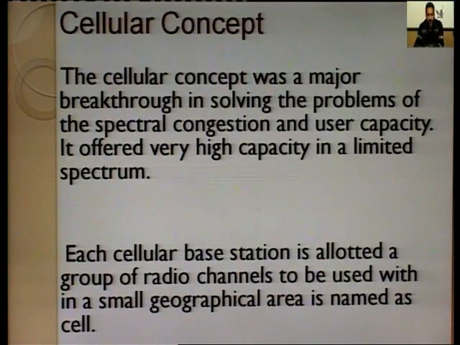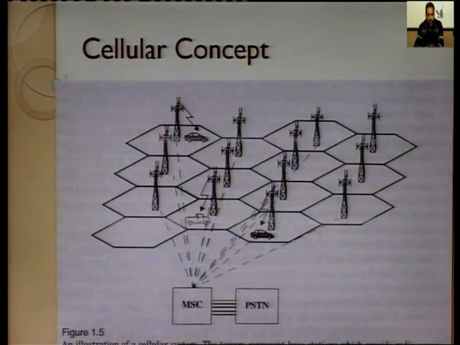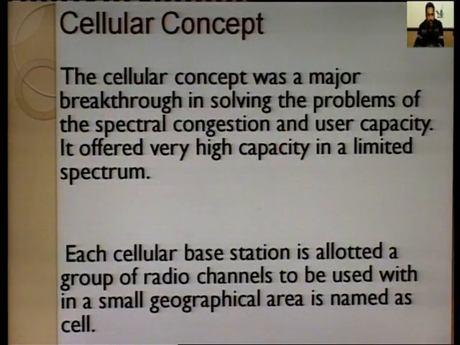The optimum cellular system offers very high capacity in a limited spectrum, that is, with a limited number of frequencies. If we see in this diagram, these towers are the cellular base stations which operate in a cell. Each cellular base station is allotted a group of radio frequencies called radio channels, which are used to make communication within a small geographical area called a cell, which is shown in a hexagonal shape here.